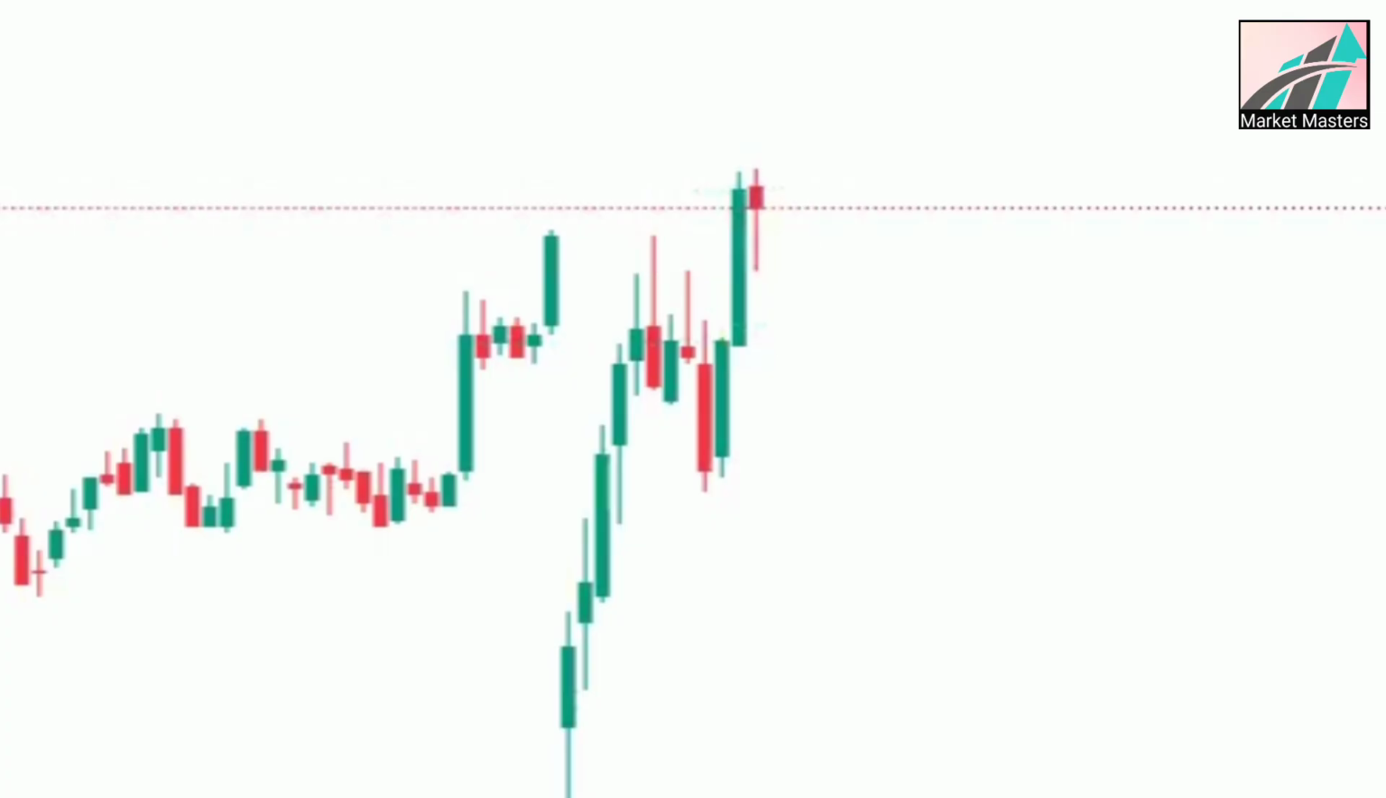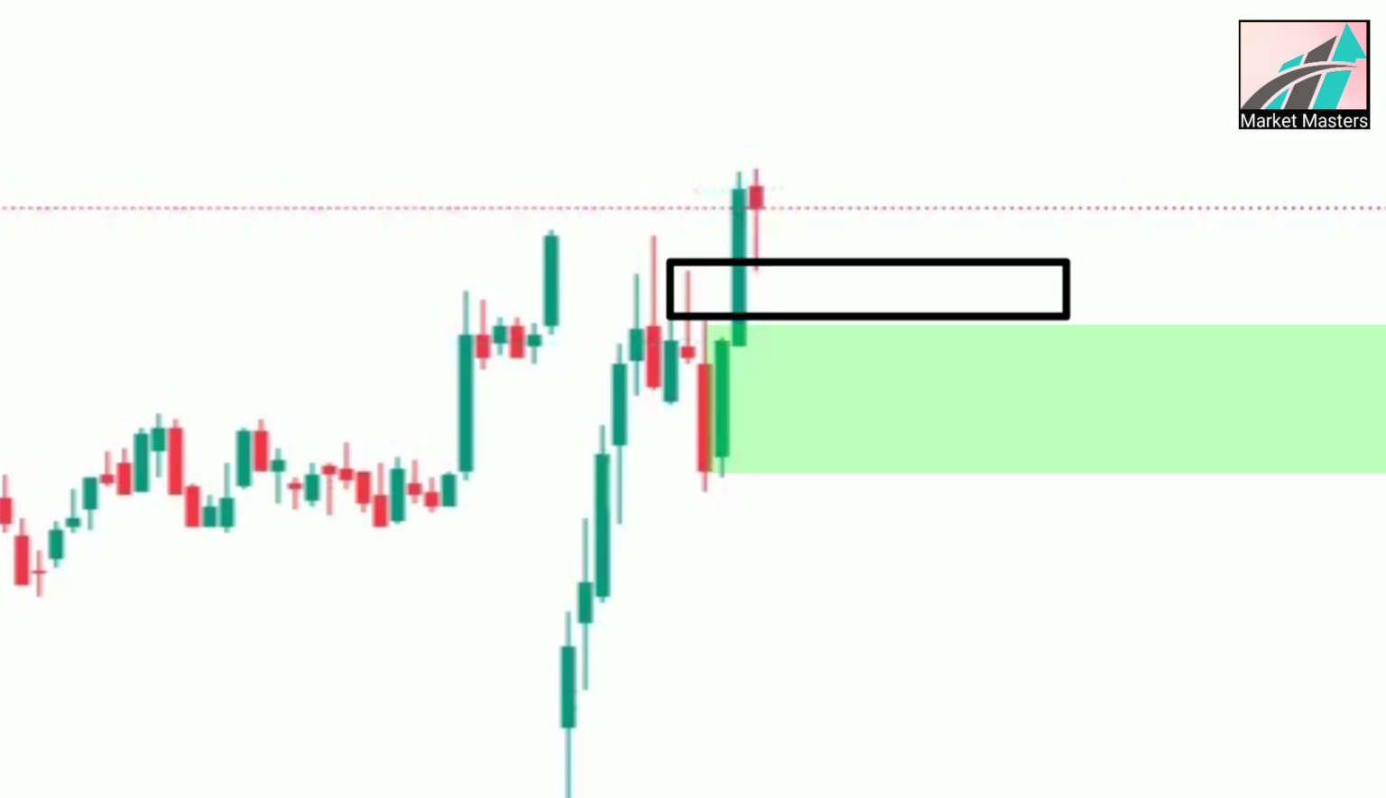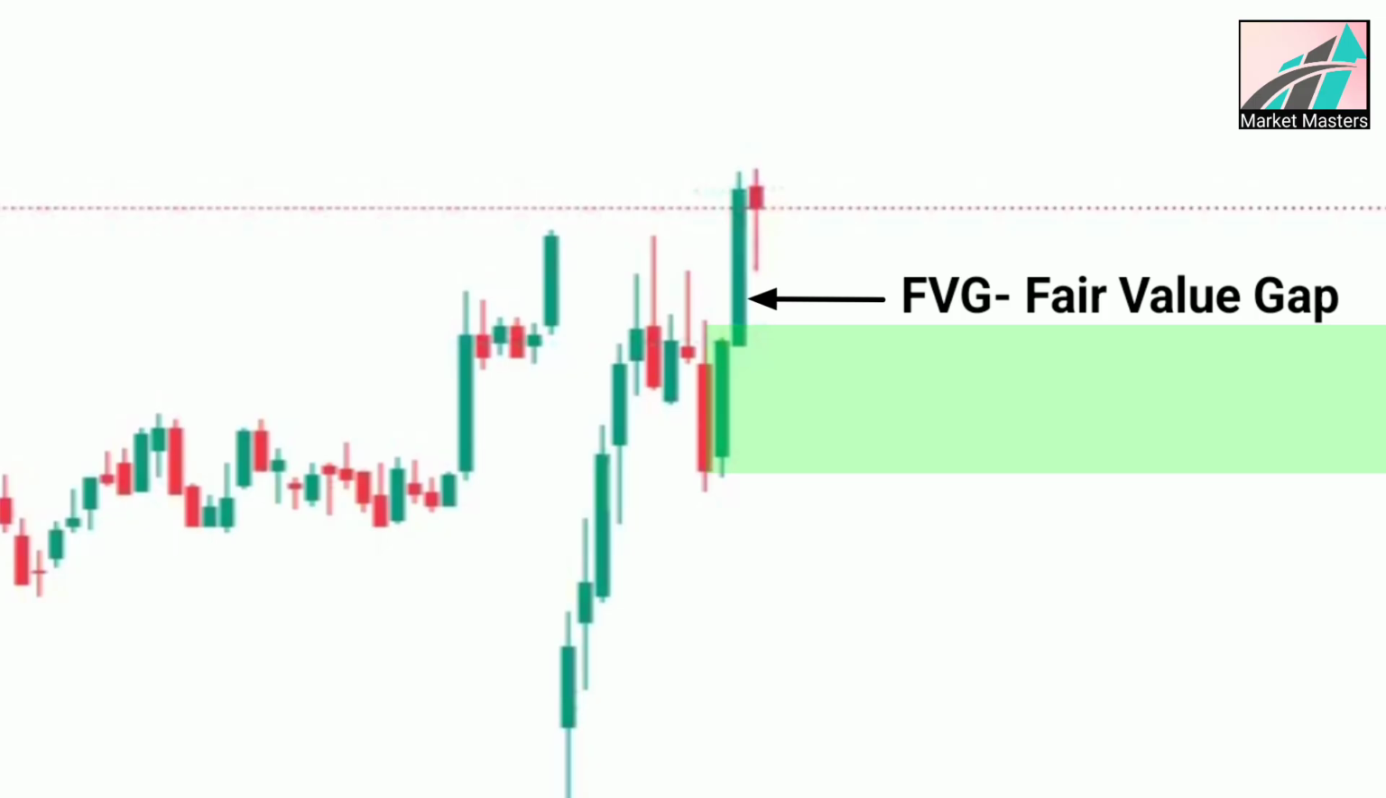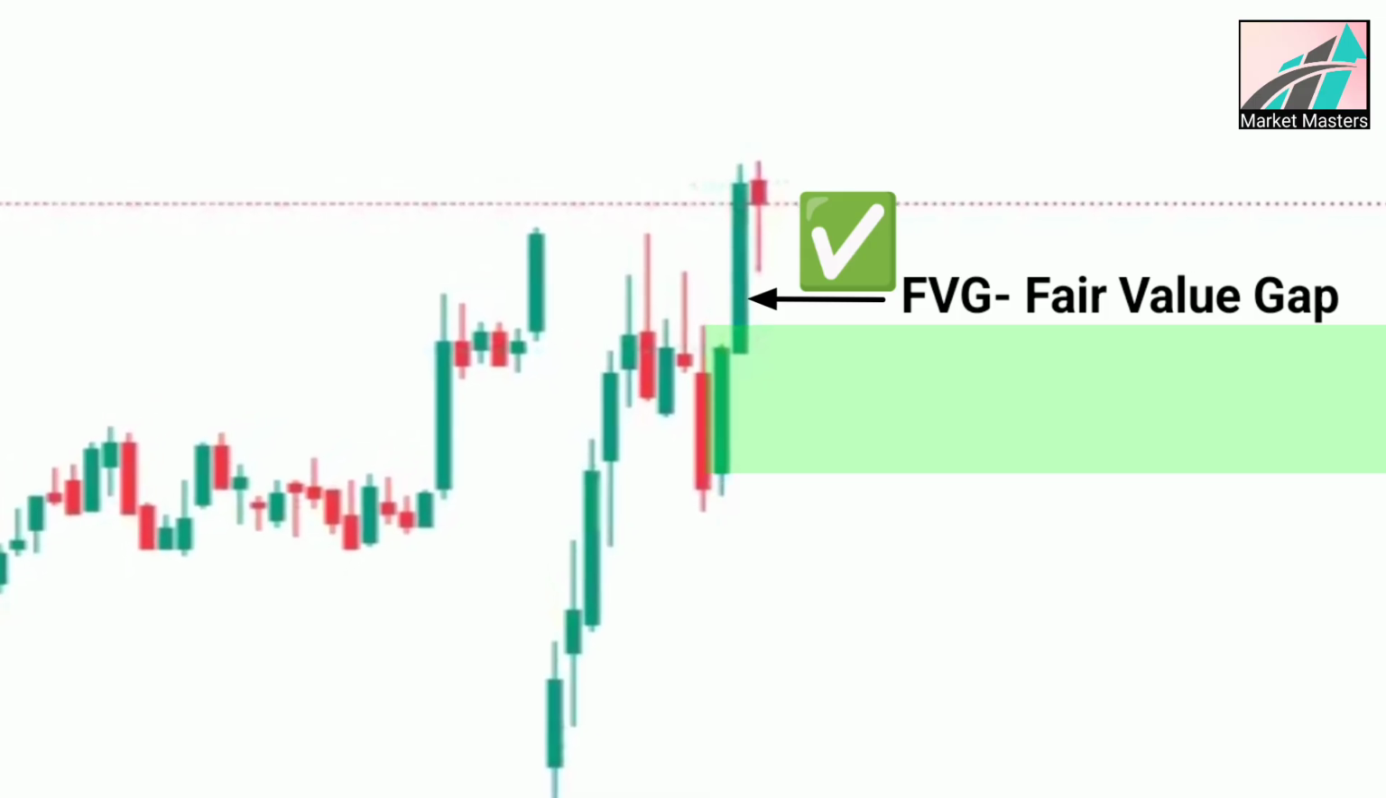After the breakout, price forms a fair value gap, FVG, around the previous resistance level, which aligns with a bullish order block and can act as a potential re-entry zone during a pullback. In fact, most of the time when a breakout occurs at a key resistance or support level, an inefficient move or FVG typically forms around that area, and such FVGs often prove to be highly effective for re-entries.